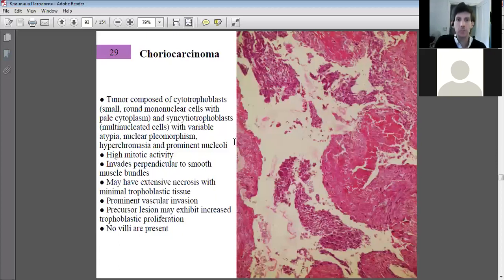Highly mitotic, yes, lots of mitosis, but abnormal mitosis. The smooth bundles of tissue is this area here, mitotic cells. Extensive necrosis with minimal trophoblastic tissue. This whole area here is necrosis, necrotic areas or tissue. It's dying away. So big spaces are forming and it's extensive, progressing everywhere throughout the tissue.